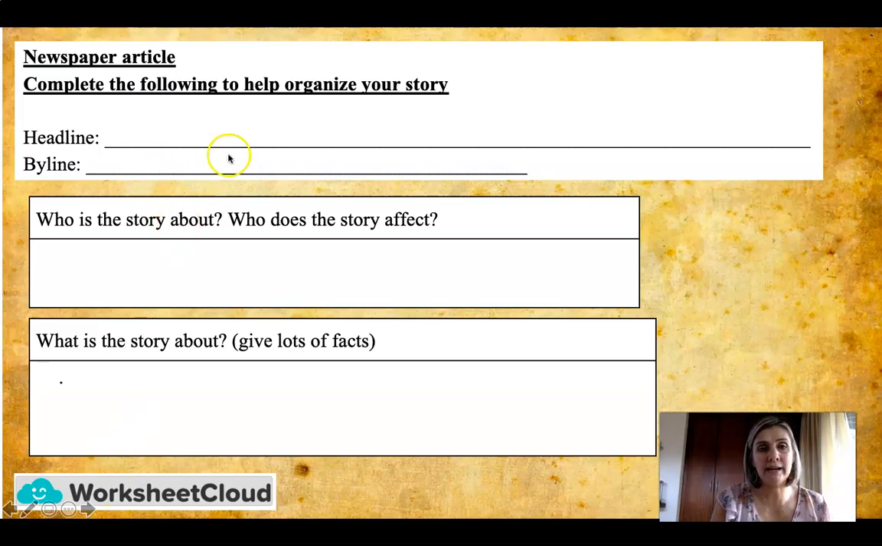So there would be your headline, and you could leave it out until the end. Byline, remember that's who wrote the article. Who is the article by? It's by you, your name and surname. This is your first draft as in brainstorming ideas. Who is the story about? Who does the story affect? What is the story about? So give lots of facts, and you can record as many as you like.